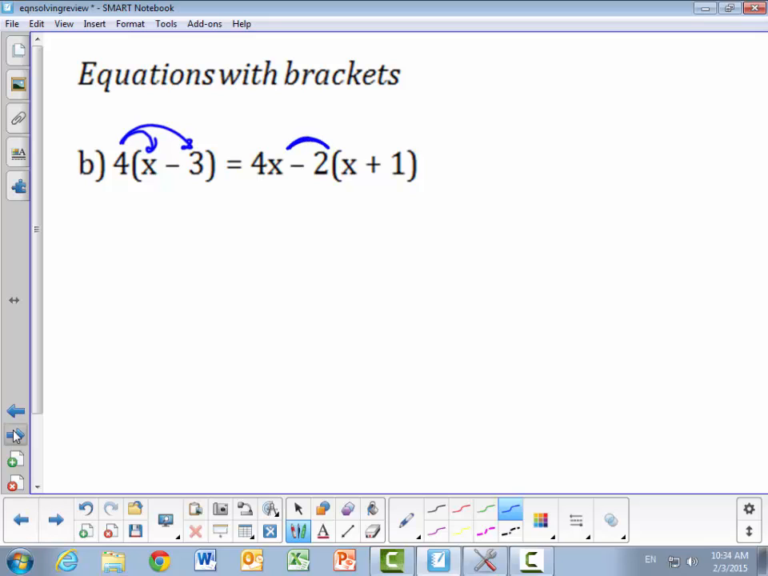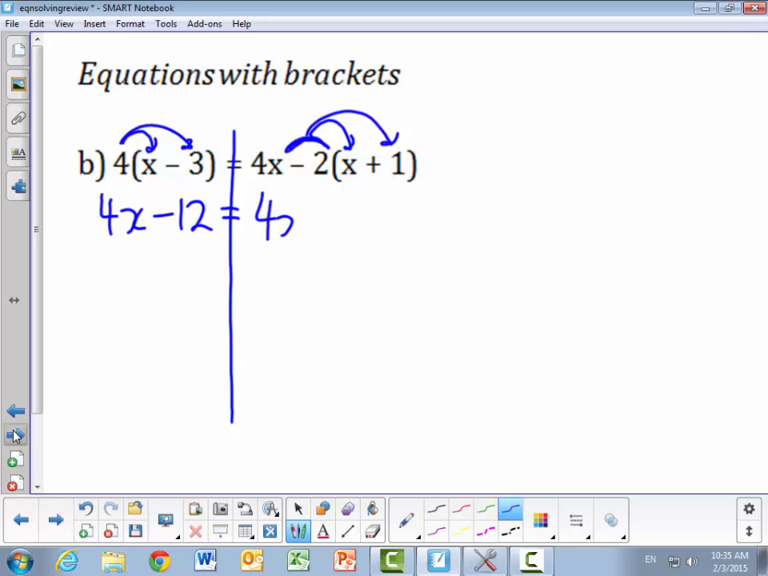And same here, this -2, same thing. It's going to get multiplied into this bracket. So I'll put my wall, and now I have 4x minus 12 equals 4x minus 2x minus 2.